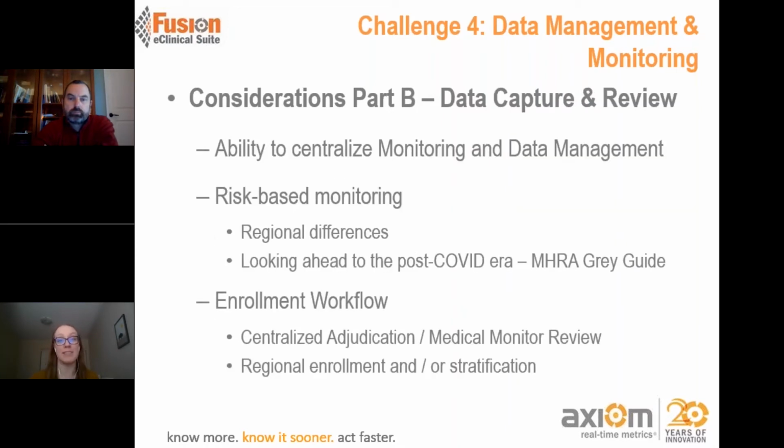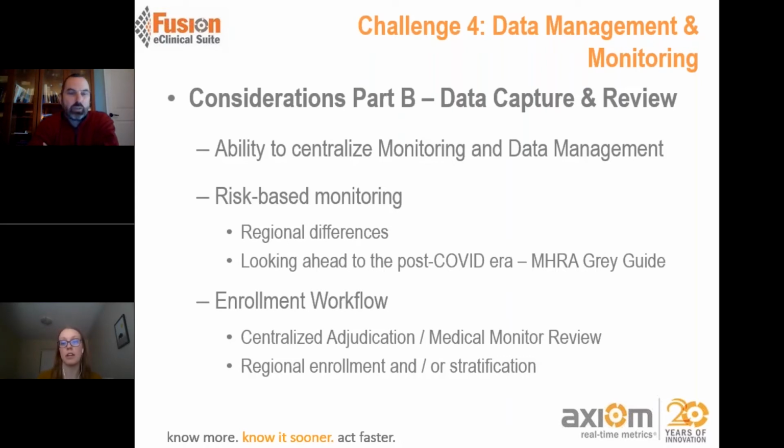Part B of this is the data capture and review. A unified suite provides the ability to centralize the monitoring and the data management activities. So again, talking about risk-based monitoring previously, and of course there might be regional differences in the requirements in that workflow. But then also, Brian, I don't know if you wanted to just touch a little bit on the MHRA.